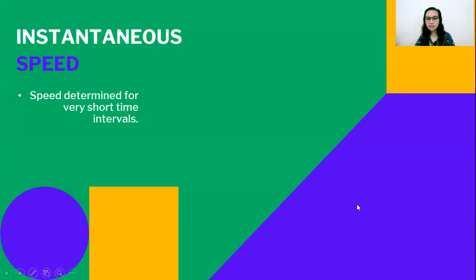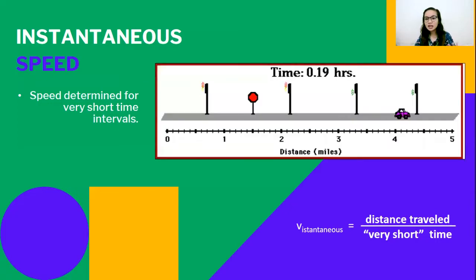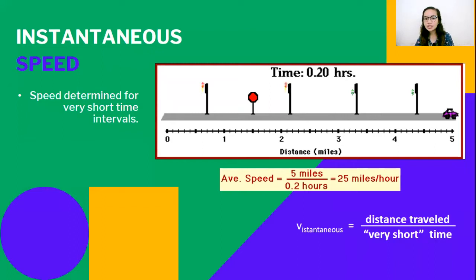Okay, so instantaneous speed. This is the speed determined for a very short time interval. This is the same as your general formula for speed, but your time is for a very short time lang. So it's your speed at an instant. So let's see here in your animation. You can see here a car traveling 5 miles in 0.2 hours. So your average speed is 5 miles divided by 0.2 hours. So you will get 25 miles per hour.